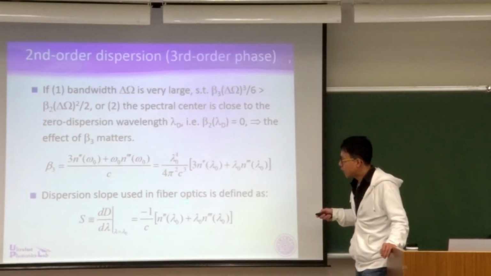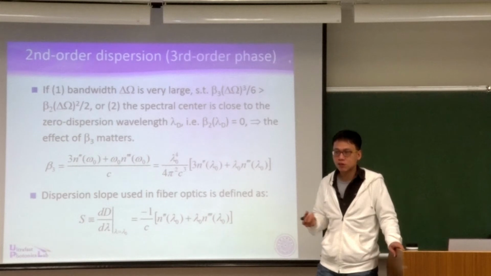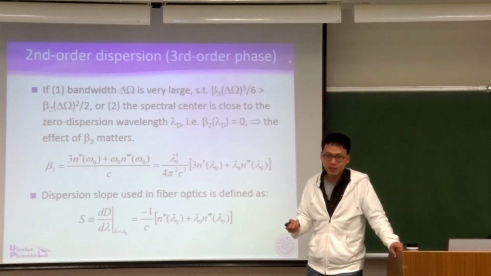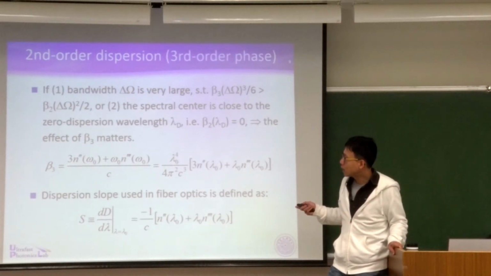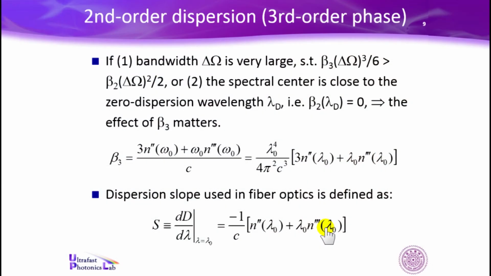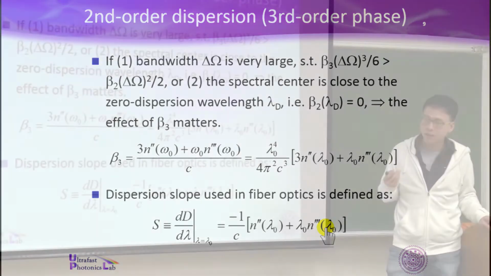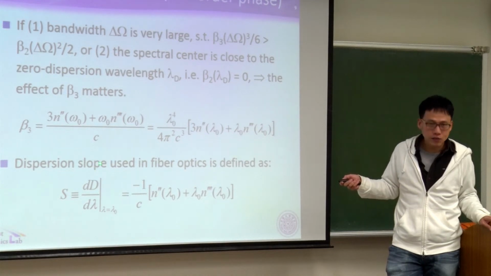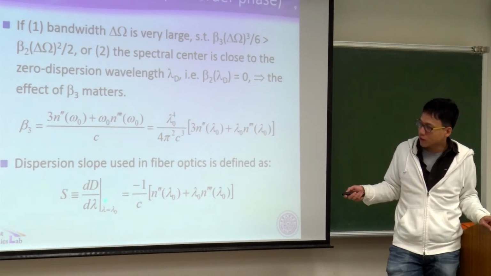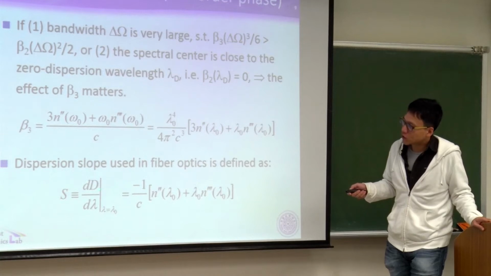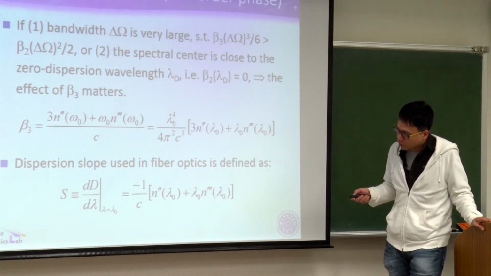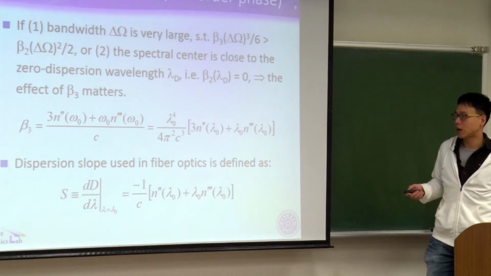And in fiber optics, say you purchase a piece of fiber, you can check the spec. Usually you can find two key parameters. One is big D. What is big D? The GVD parameter, related to beta 2, about the quadratic spectral phase modulation, right? The other one is the dispersion slope, big S, which is the derivative of big D. Okay? And if you substitute the formula of big D, performing another derivative with respect to lambda, you get this.